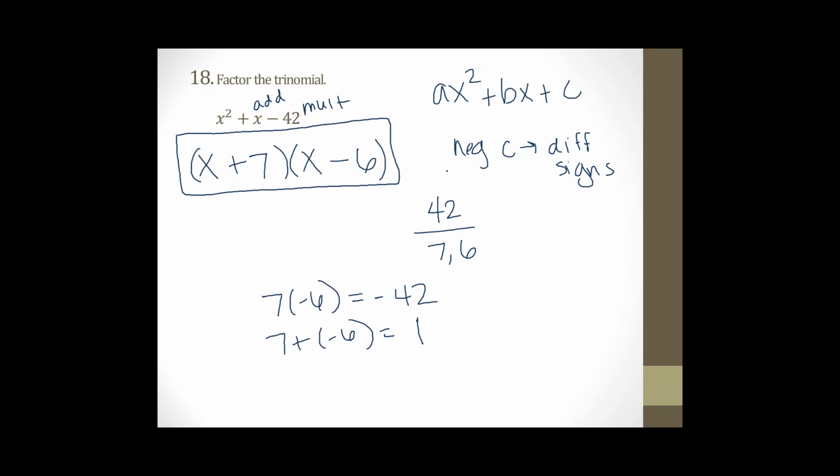And then just to finish this up, if C was positive, you would have the same, okay, I can't spell. Try that again. Same signs. And then depending on the B, if C is positive and B is positive, you would have plus plus. If C is positive and B is negative, then you would have minus minus. So those are helpful tricks to help you set up your factors.